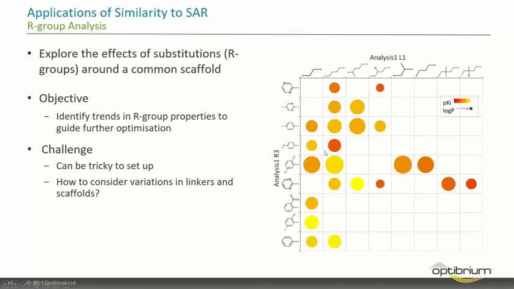It's often quite manual setting this up. You define your scaffold and the different substitution points. It can be a bit tricky to set up. It's a bit of a challenge, particularly when you're trying to consider variations in linkers between, say, different ring systems, or even variations within a scaffold. And so we need to think very carefully about how to make that as easy and as seamless as possible.